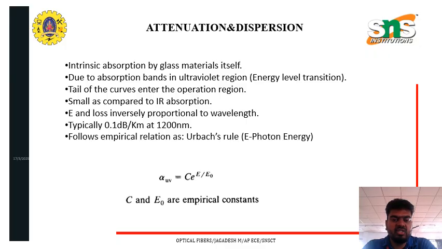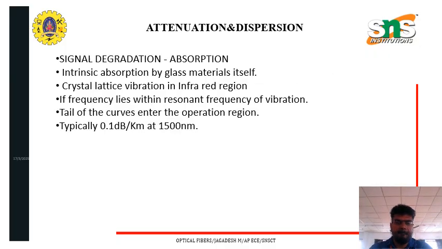It follows an empirical relation known as Urbach's rule, where E is photon energy. So alpha UV equals C e power E by E naught, where C and E naught are empirical constants. So signal degradation, that is absorption: intrinsic absorption by the glass material itself, crystal lattice vibration in the infrared region. The frequency lies within the resonant frequency of vibration. Tail of curves enter the operation region. Typically 0.1 dB per kilometer at 1500 nanometer.